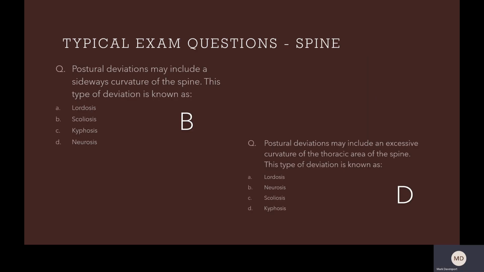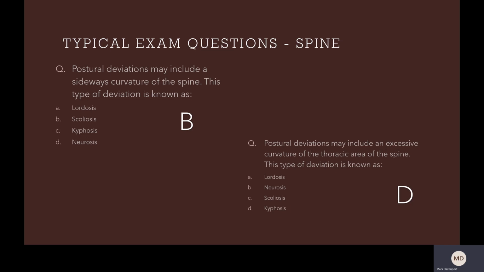And here are a couple of questions that you might get asked. So, postural deviations may include a sideways curvature of the spine. This type of deviation is known as, pause it here if you're having a little go, scoliosis. Postural deviations may include an excessive curvature of the thoracic area of the spine. This type of deviation is known as what?